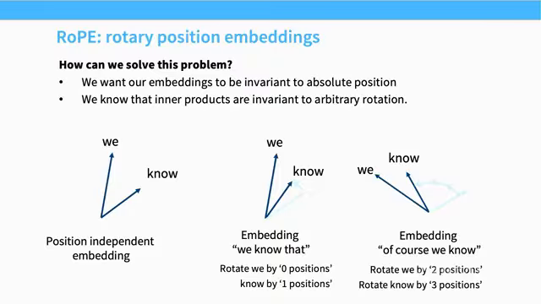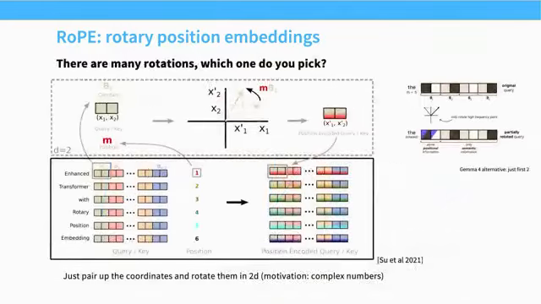And if we do that, then anytime we take an inner product, those inner products are going to be invariant of absolute positions. Now you might say, well, in 2 dimensions, that's pretty easy because you've only really got one choice. You've got clockwise and counterclockwise. But in high dimensions, there's an infinite space of ways that you can rotate vectors. So what do you do in d dimensions? Well, you do the simplest possible thing, and it works.